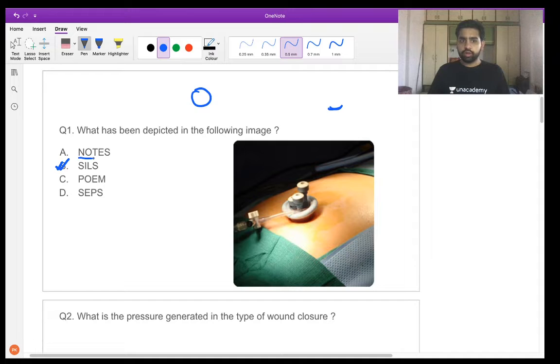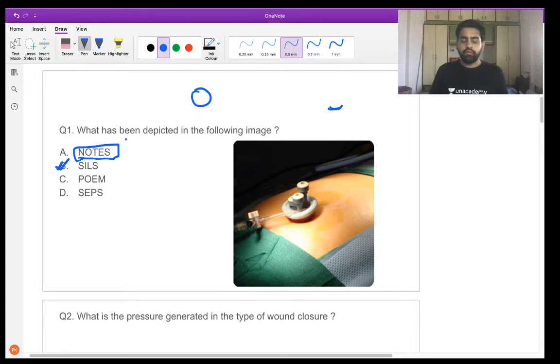What is NOTES? NOTES is again something which is important. NOTES is natural orifice endoscopic surgery. In this, you use natural orifices. What are the natural orifices? We can use the mouth, the anus, the vagina. Please understand, you will not insert your instrument through the nose or mouth or something like that. You will not do that.